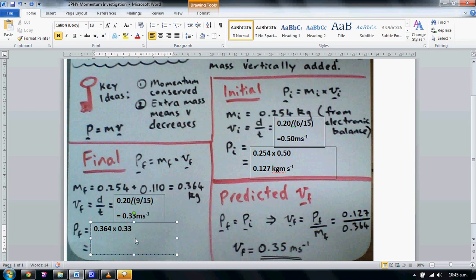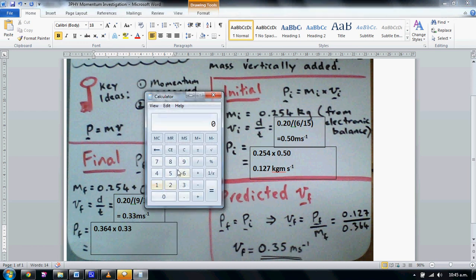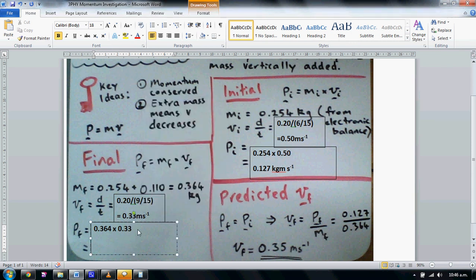So let's quickly get out a calculator. 0.364 times 0.33 gives us 0.120. Okay, two significant figures, 0.12. So equals 0.12, again kilogram meters per second.